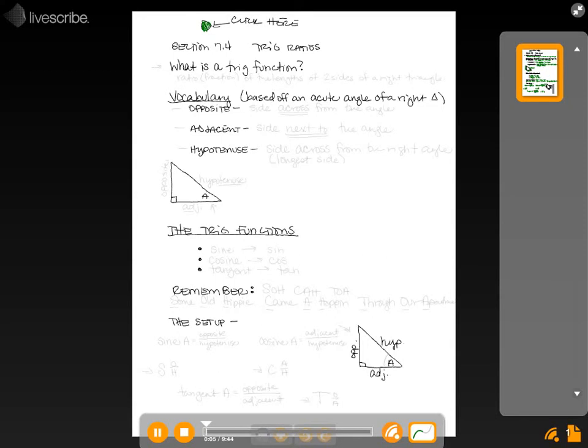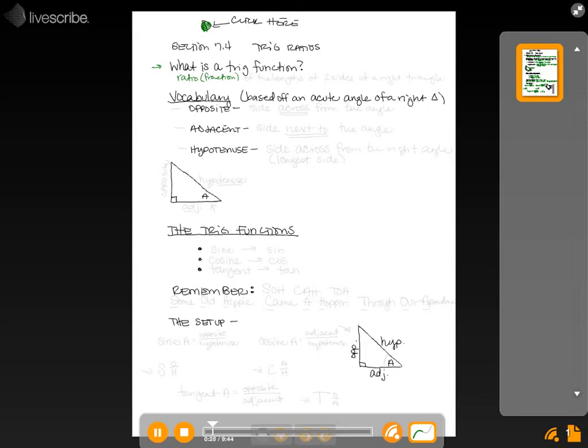Alright, these are your notes for section 7.4 on trig ratios, or trig functions. You use those interchangeably. So our first question here is, what is a trig function? Well, a trig function is the ratio, and this is where we get the name trig ratio. That's why we use them interchangeably.